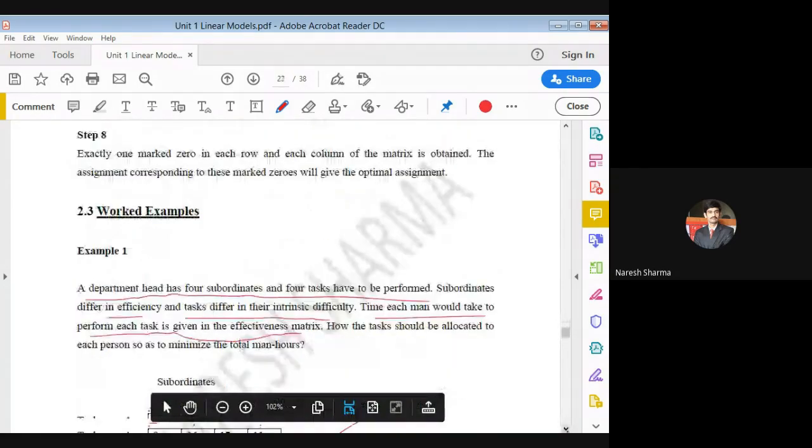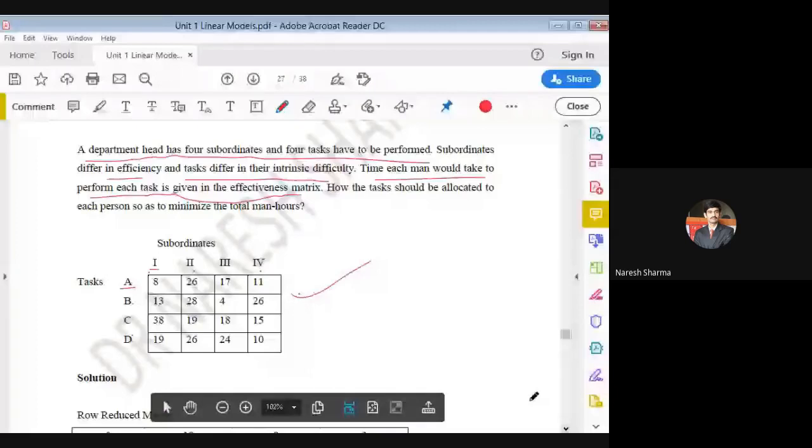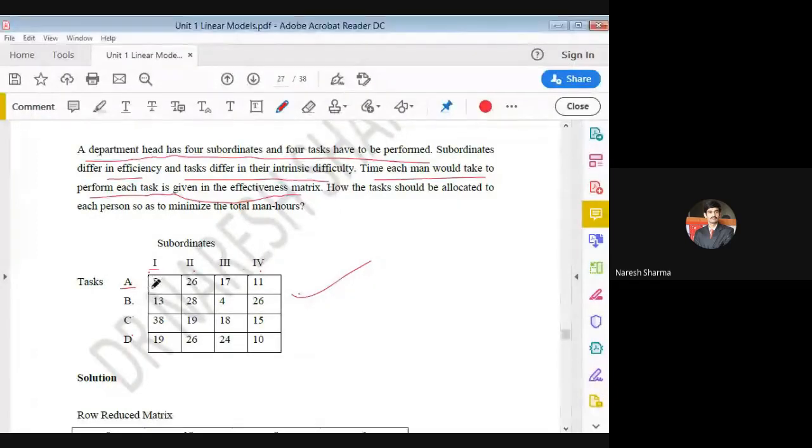In your first row, 8 is the minimum, so we subtract 8 from the first row, and we get 0 here. We subtract 8 from this, we get 18. Here we get 9, here we get 3. So you make the new matrix for this. In the second row, 4 is the minimum. If we subtract it from each element of the second row, we get 9, 24, 0, and 22.